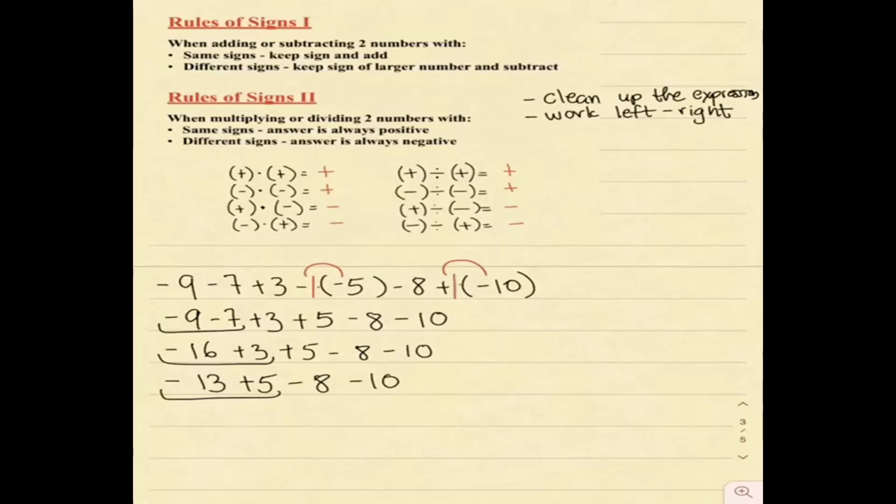Again, I'm going to work with the first two numbers. I have negative 13 plus 5. I keep the sign of the larger number, which is negative, and I'm going to subtract 13 minus 5, which is 8. Now I have negative 8, minus 8, minus 10. Again, I'm going to add the first two numbers, negative 8 minus 8, two numbers with the same sign. You keep the sign and you add. 8 plus 8 is 16. Now I have negative 16 minus 10, two numbers with the same sign. You keep the sign and you add. 16 plus 10 is 26. The answer is going to be negative 26.